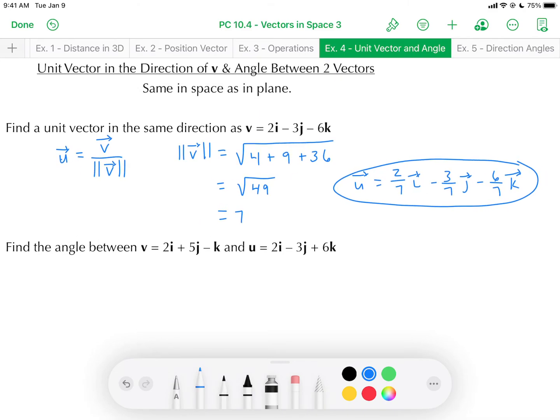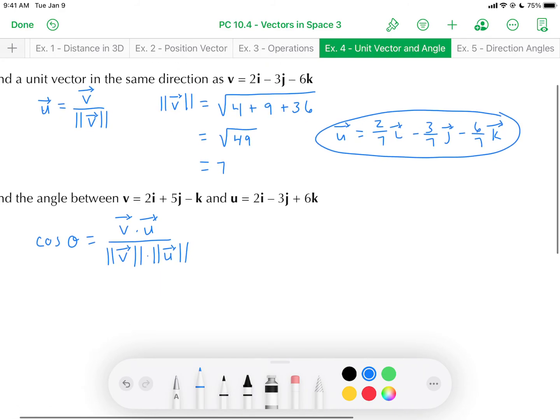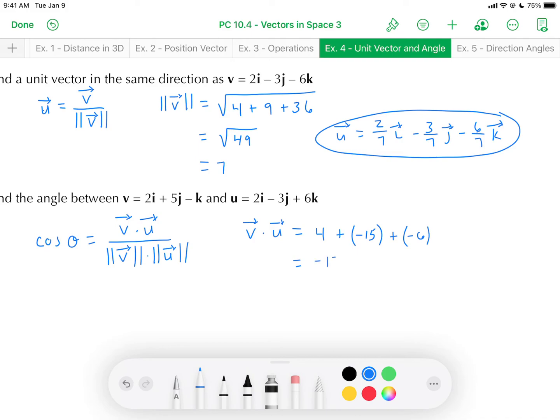All right, now find the angle between vector v and vector u here. So we have a formula for that. Cosine of the angle between them will equal their dot product divided by the product of their magnitudes. You guys remember that formula? Okay, so for the two given vectors v and u here, their dot product would be 2 times 2, or 4, plus 5 times negative 3, or negative 15, plus negative 1 times 6, or negative 6. So 4 plus negative 15, that's negative 11. Negative 11 plus negative 6 is negative 17.